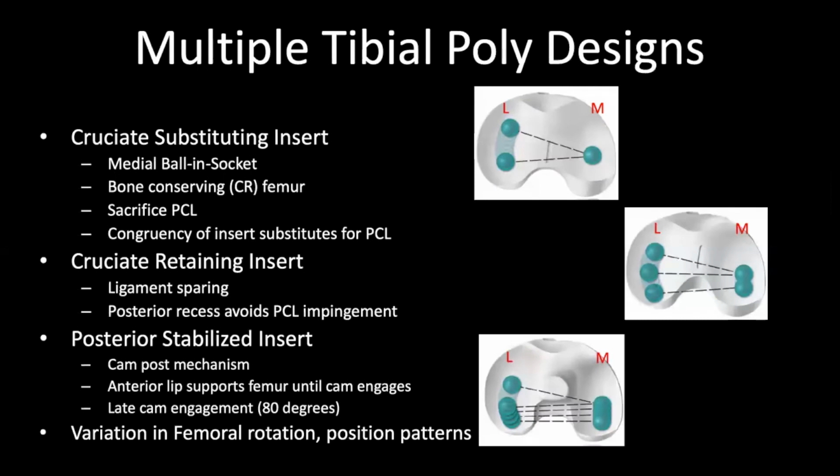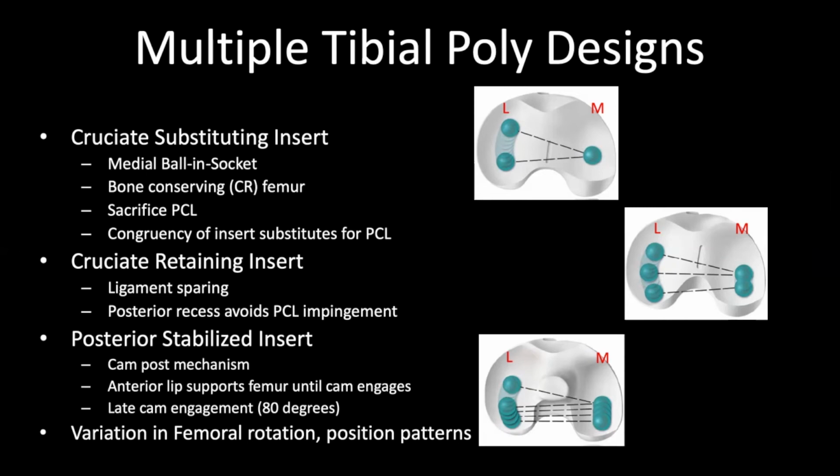This shows the MicroPort Advance, where there are multiple tibial polyethylene designs with different manufacturers. The top shows a cruciate substituting insert, which is the medial ball-in-socket concept. You utilize a cruciate retaining femur and you sacrifice the PCL, and you allow the congruency of the insert to substitute for the PCL. The middle image shows the cruciate retaining insert, which is ligament sparing, and there's a posterior recess that avoids PCL impingement.